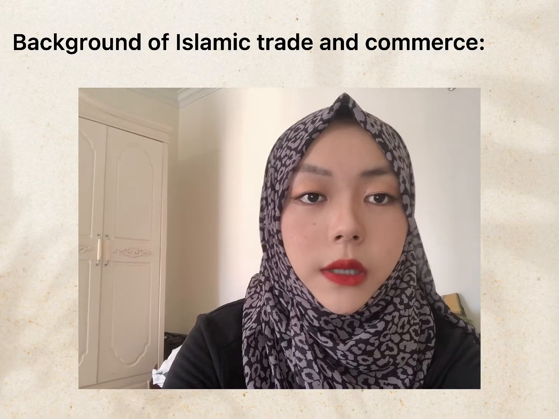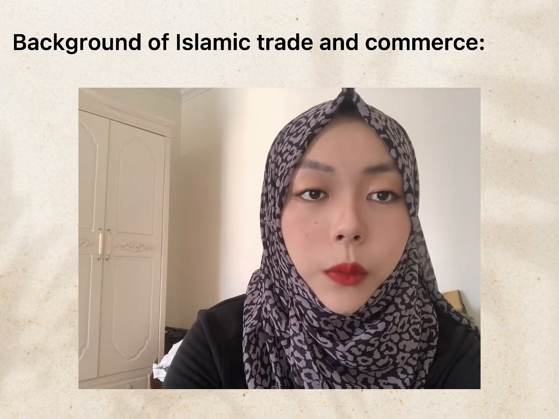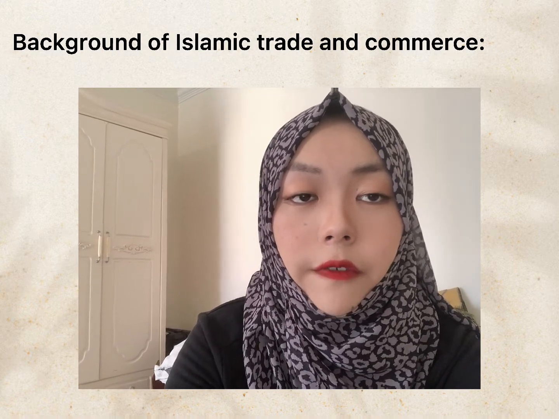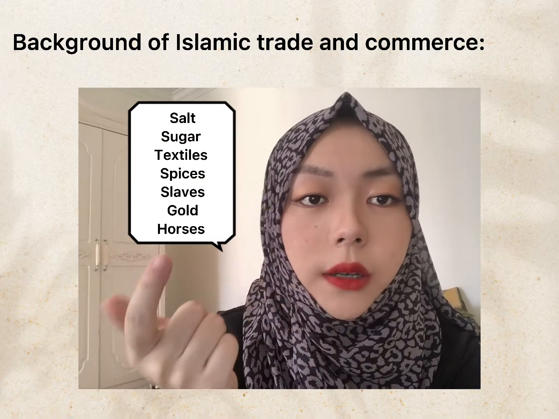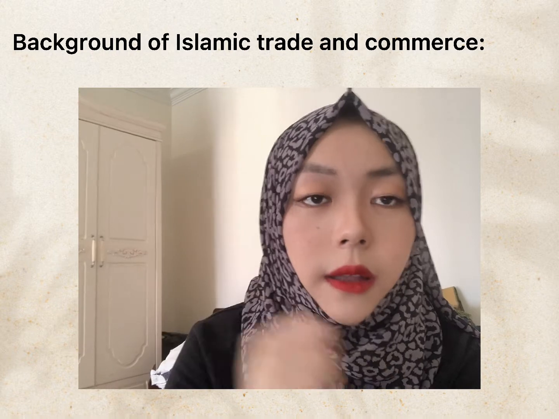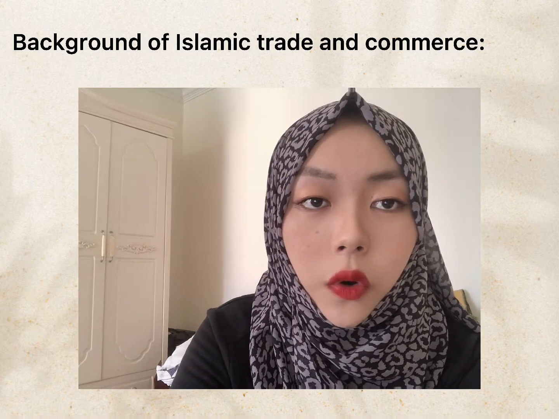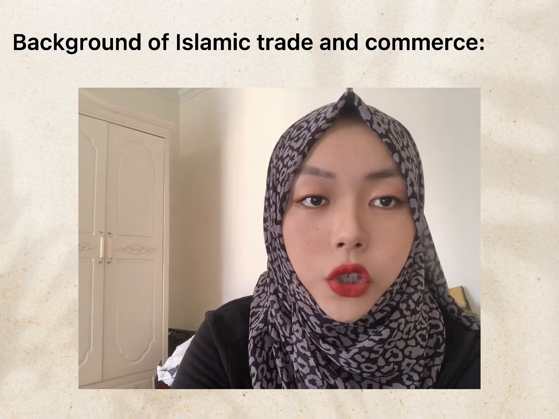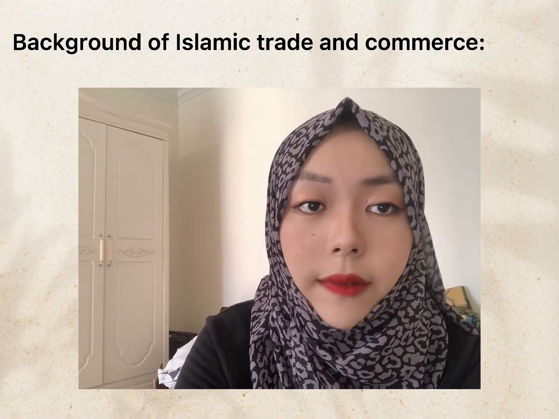Trade and commerce played an important role in the earlier Islamic world. The Muslim markets dealt in a variety of traded goods, such as salt, sugar, textiles, spices, slaves, gold, and horses. Their trade routes extended to most of Europe, North Africa, and Asia. These trade routes were both by sea and by land.